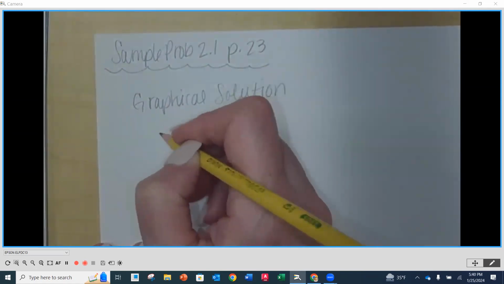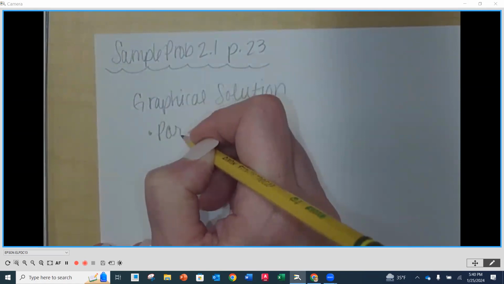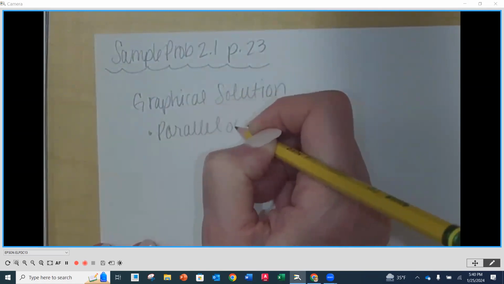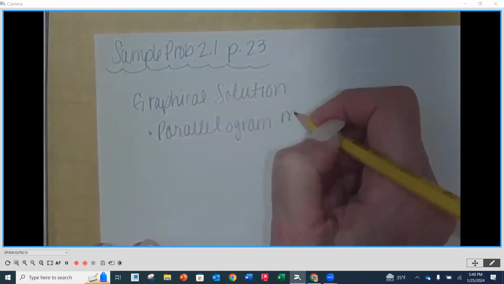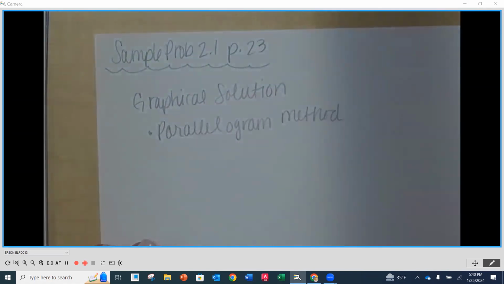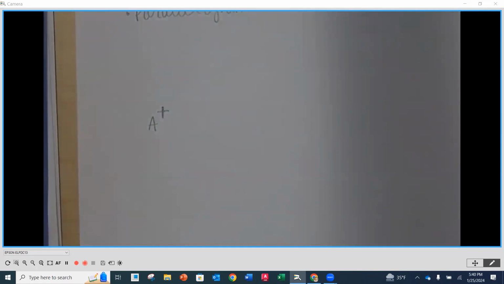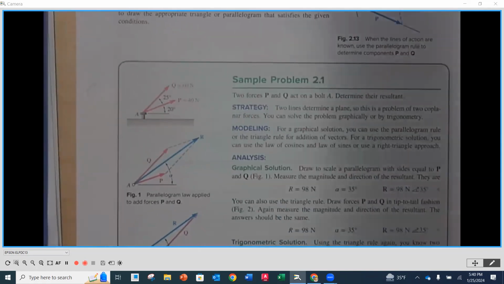And the first one we're going to do is the parallelogram method. Okay. Now, the parallelogram method, we are going to create a sketch that is going to represent what we see there. Now, we don't need to draw the bolt A, but what we want to do is identify an origin. And then we're going to label it point A. And then we are going to draw each one of those vectors.